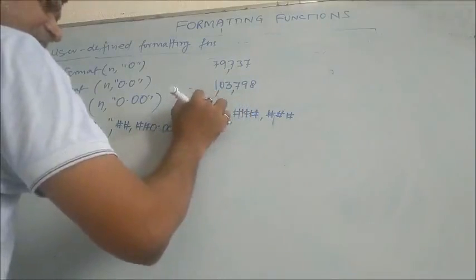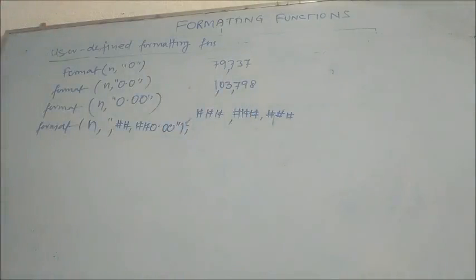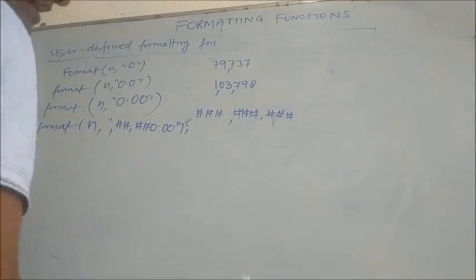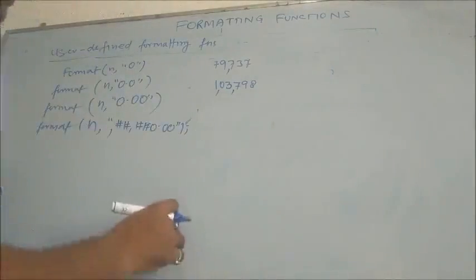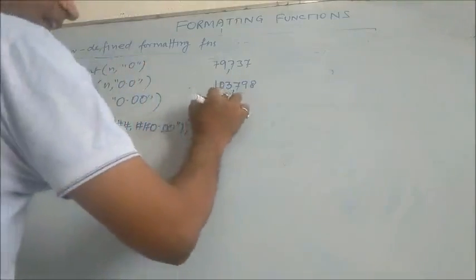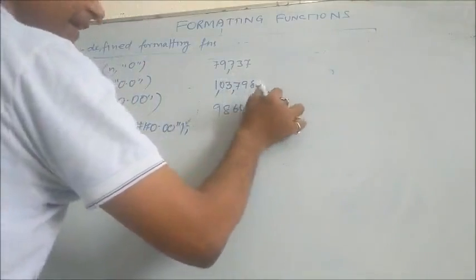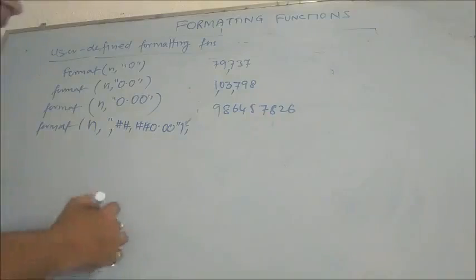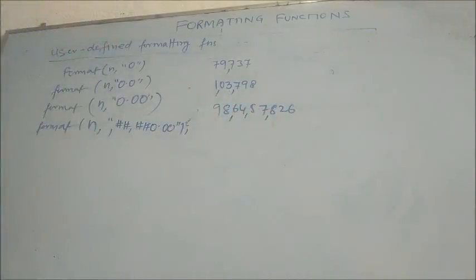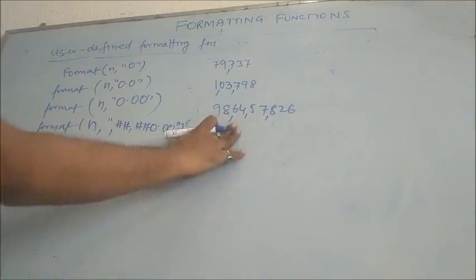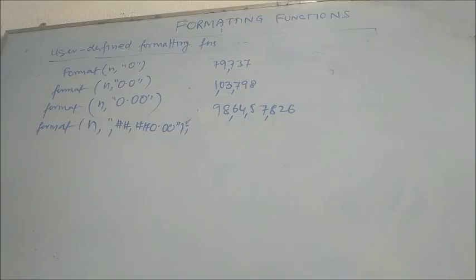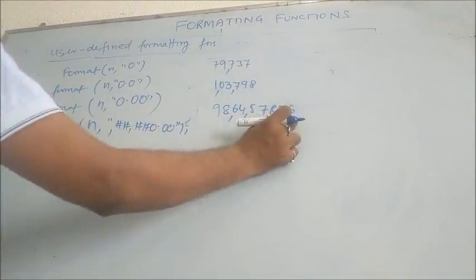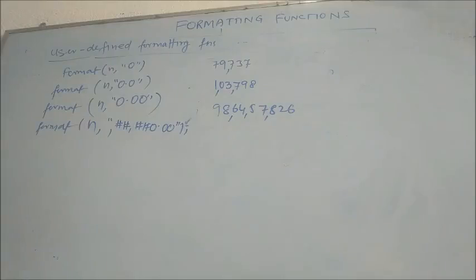Again, if you have to take 3 more, the grouping will be of 3 digits. But ideally, for Indian currency, I am just taking an example. Suppose you have to represent 9, 8, 6, 4, 5, 7, 8, 2, 6. In the Indian way, it should be like this. Very easily we can read it as 98 crores, 64 lakhs, 57,826. So, in my opinion, if you are a student in India, I will suggest you go for this format; the last group will be of 3 digits, and all the others you can take as 2 digits, right?